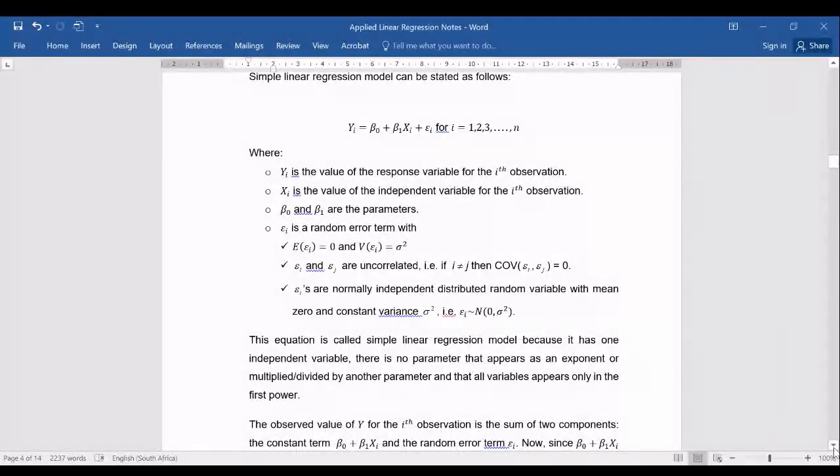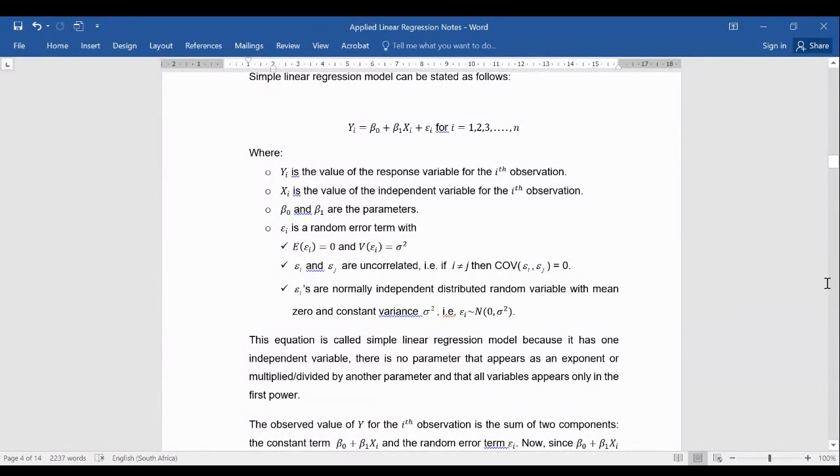Let me project the notes. So you can look at these properties or this model. You can use the graph to look at this model. The equation, y_i = beta_0 + beta_1 x_i + e_i, is called a simple linear regression because it has one independent variable. So it is simple because of that.